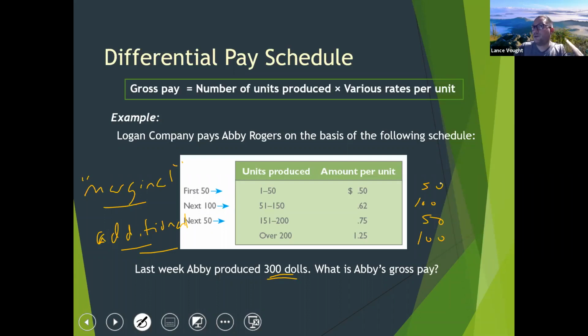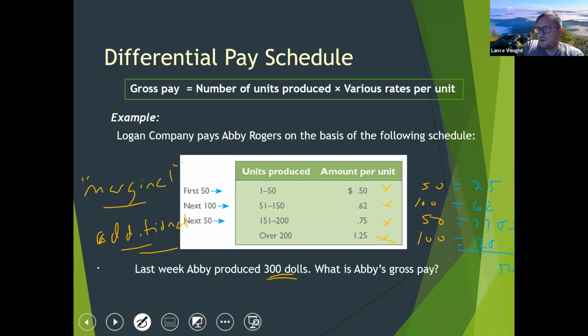So in order for her to calculate her gross pay, she has to multiply these individual pay rates times the number of units that fall within that category. So for this one, she's going to get paid $25. For this one, she's going to get paid $62. For this one, she's going to get paid $37.50. And then for this one, she's going to make $125.